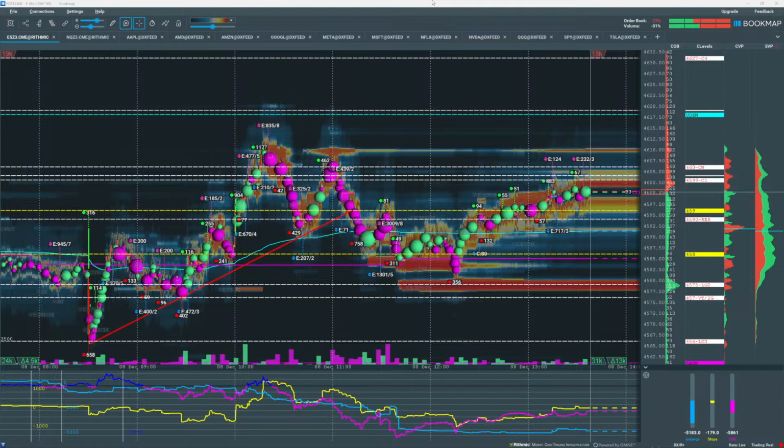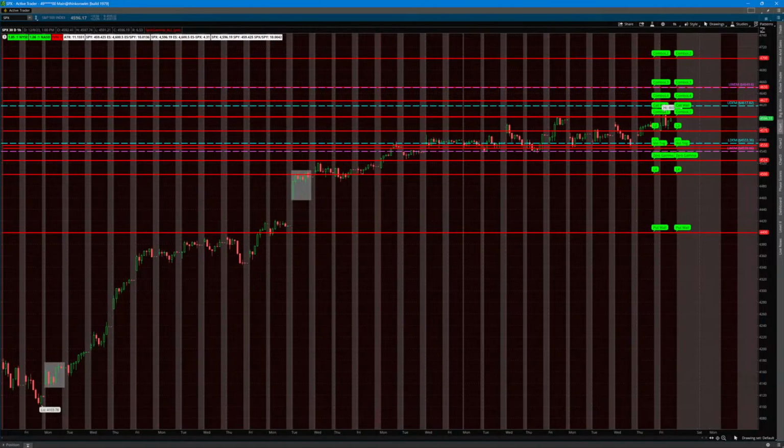So this is the ES futures and Bookmap. And before I take a closer look at this chart, I want to take a look at a larger time frame. So I'm going to go to SPX. This is the S&P 500 index. And first I want to point out key turning points on this chart.